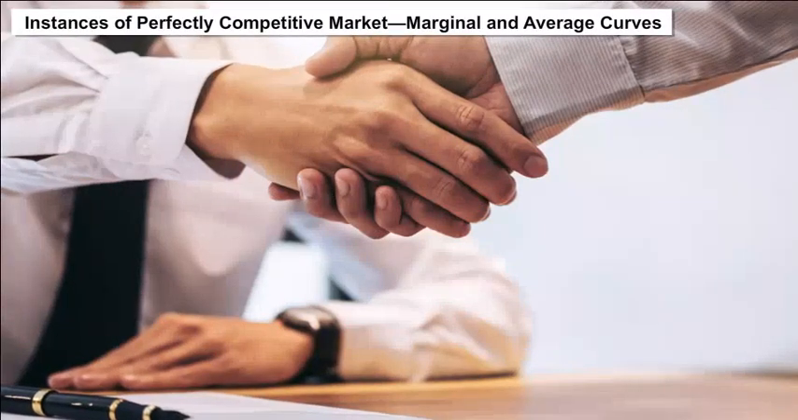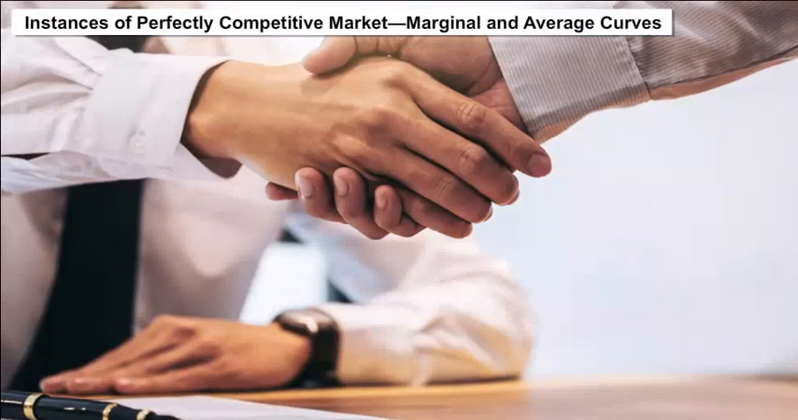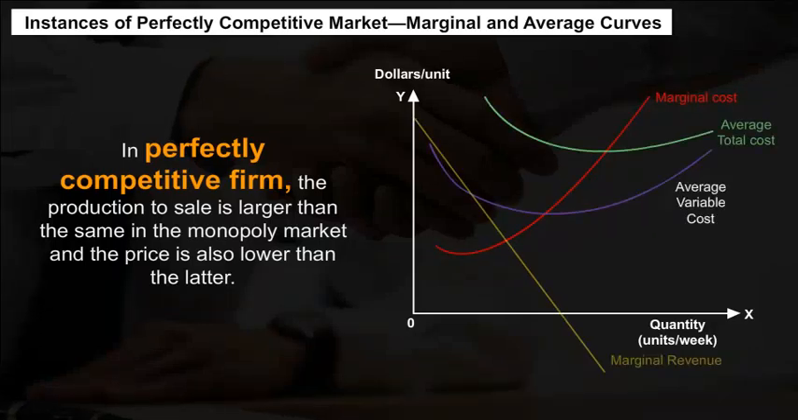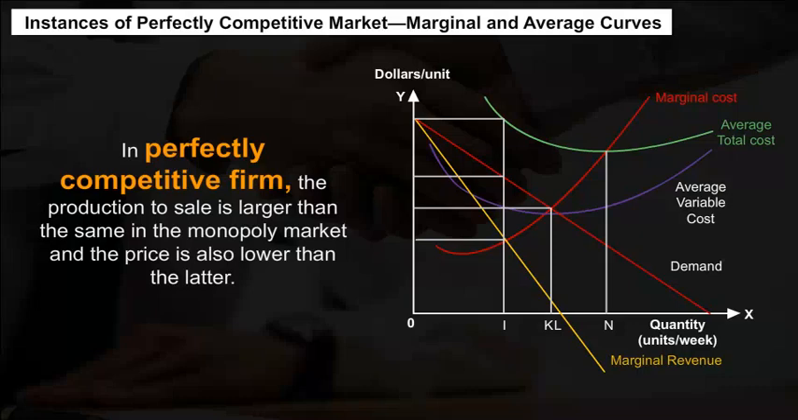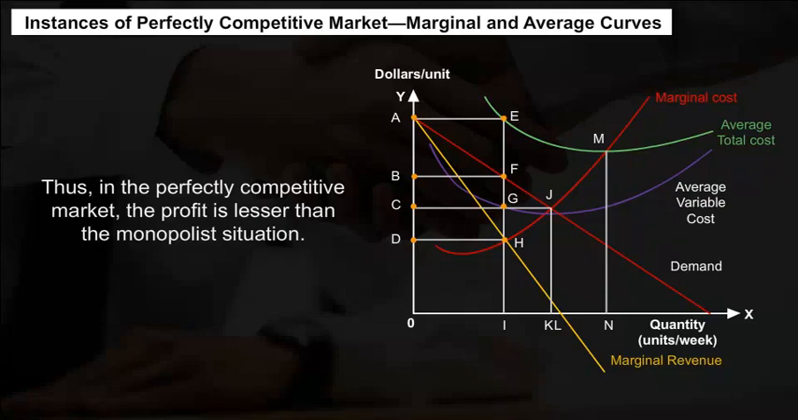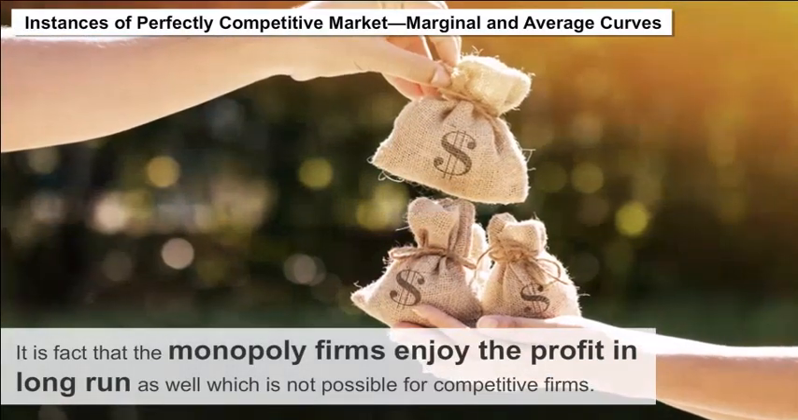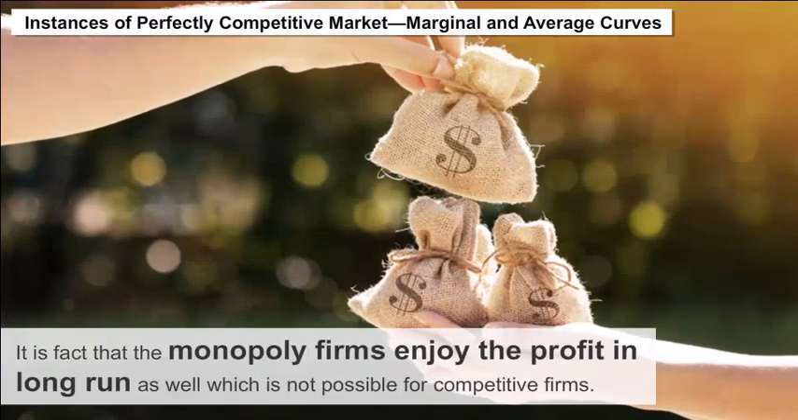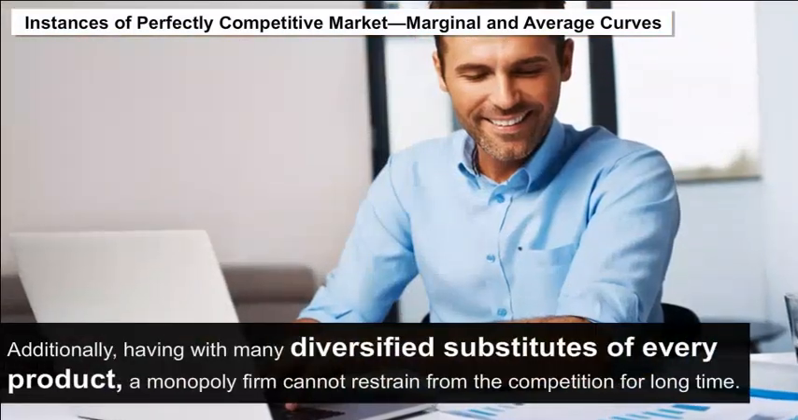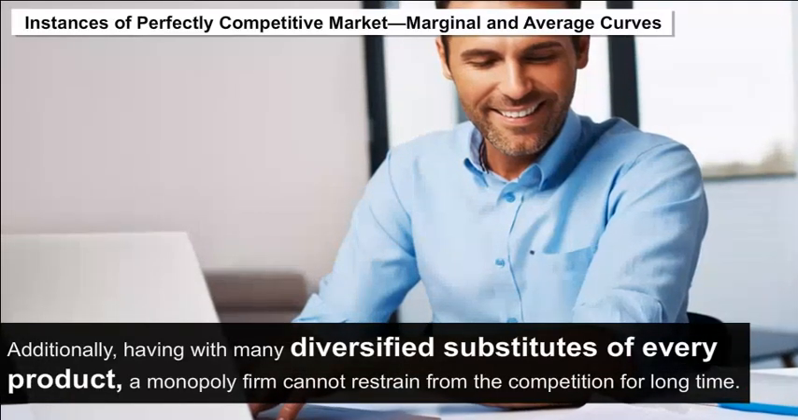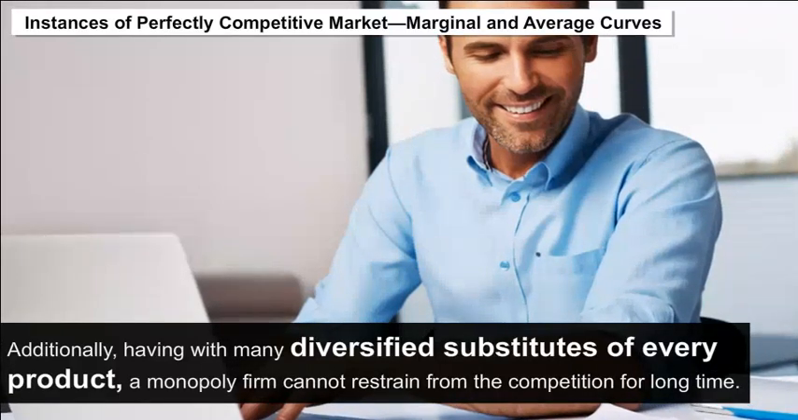Instances of perfectly competitive market, marginal and average curves. In a perfectly competitive firm, the production for sale is larger than in the monopoly market, and the price is also lower than the latter. Thus, in the perfectly competitive market, the profit is lesser than in the monopolist situation. It is a fact that monopoly firms enjoy profit in the long run as well, which is not possible for competitive firms. Additionally, with many diversified substitutes for every product, a monopoly firm cannot restrain itself from competition for long.